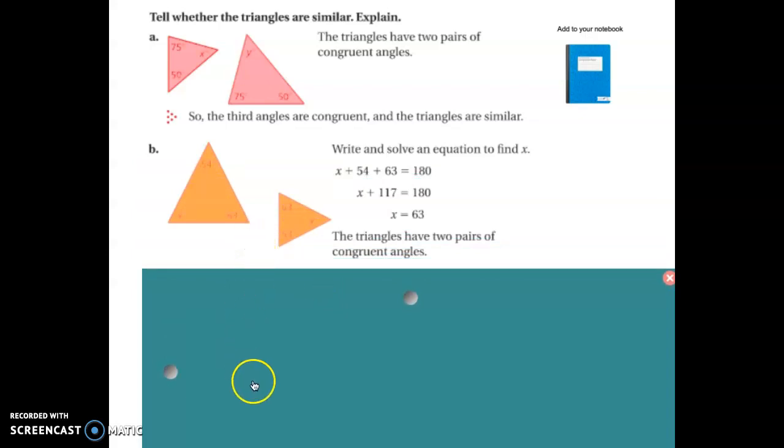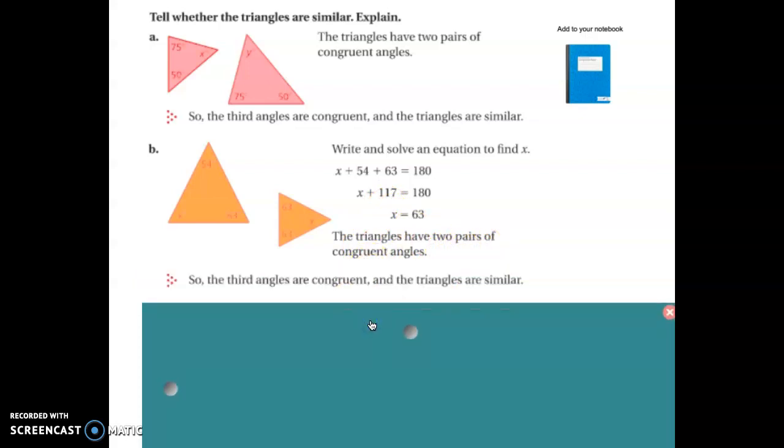So B, we're going to write out an equation. X plus 54 plus 63 is equal to 180. I bet it was a little hard to see some of those numbers. Apologize for that. When I add 54 and 63, I get 117. 180 minus 117 leaves me with X equals 63. Now, the triangles have two pairs of congruent angles. So the third angles, therefore, are also congruent, and the triangles are similar. Now, we can see that this one is probably smaller than that one, so we can say that they are similar.